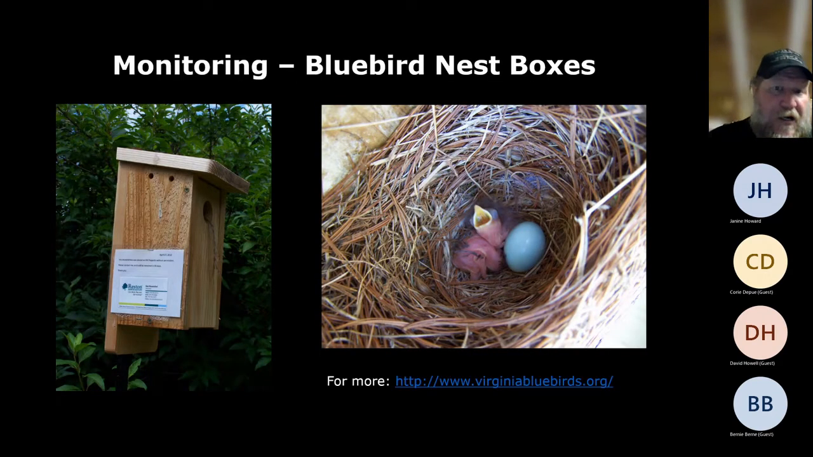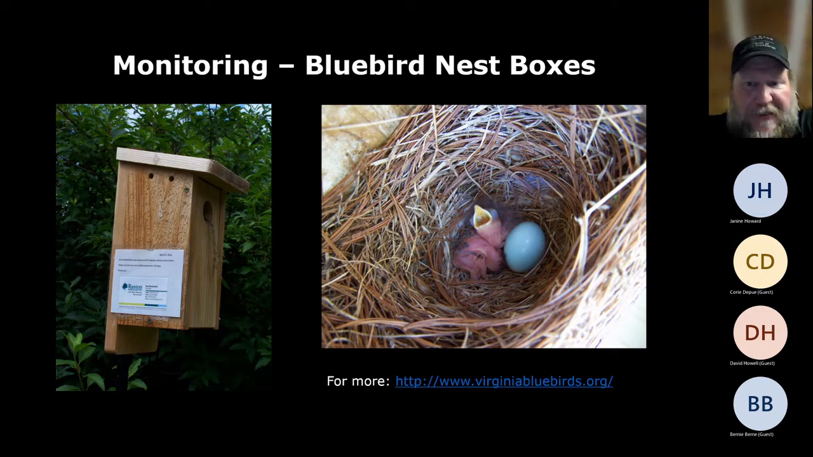And you can do monitoring, bluebird nest boxes or other nest boxes, or looking for nests and then reporting what you find in the nest. This can be important for phenology and timing, and seeing if there's a change earlier or later in the timing of birds nesting. But you can also do this for plants. You can also do this for insects and when they're coming out.